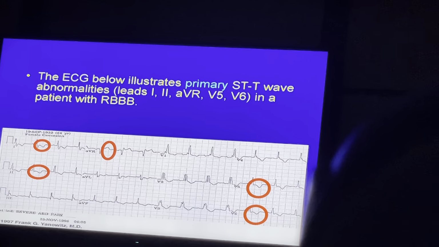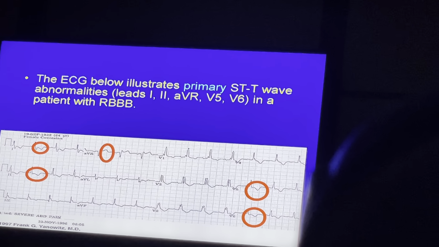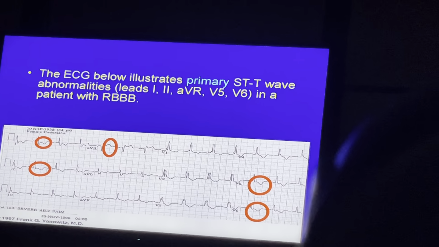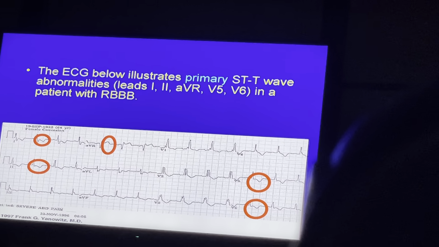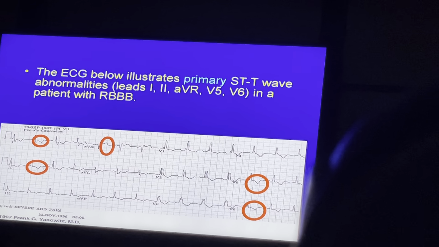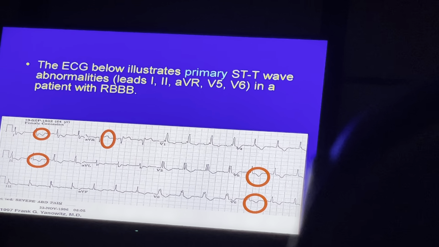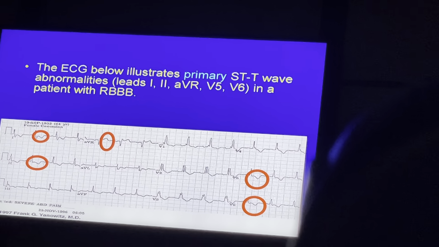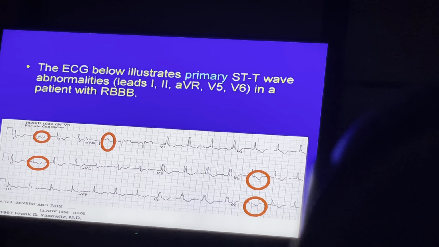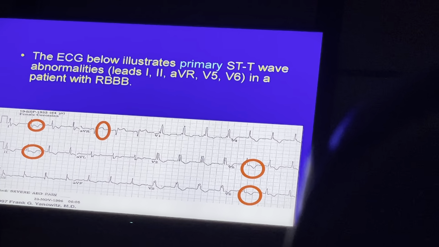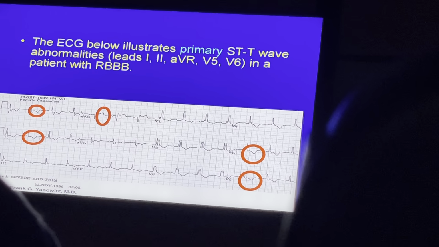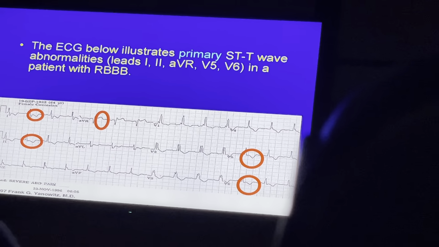So whenever you see the right bundle branch block, always watch the ST segment and T waves, whether they are normal, opposite to the last terminal deflection, or same as the last terminal deflection. If they are opposite to the last terminal deflection, then they are normal. If they are in the same direction as the last terminal deflection, they are abnormal and they are due to ischemia. Next.